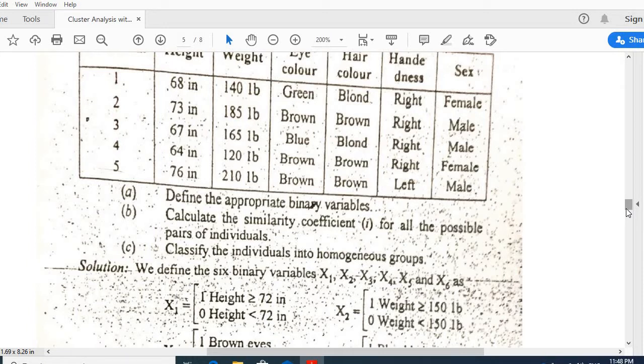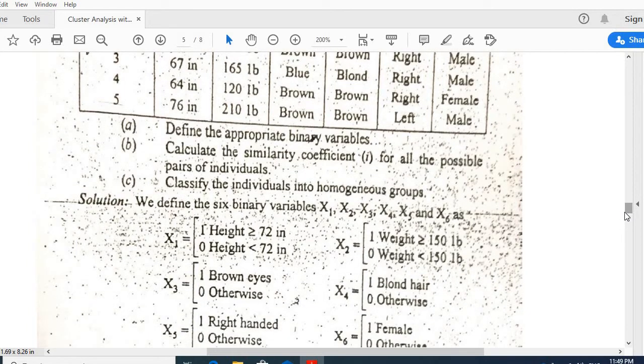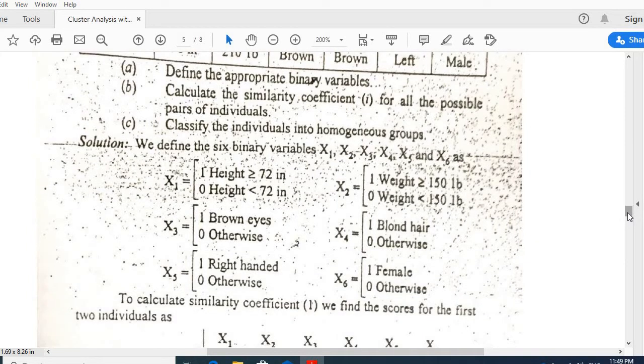We have classified x1 as 1 if height is greater than 72 inches and 0 if height is less than 72. Similarly, x2 is equal to 1 if weight is greater than 150 pounds and 0 if weight is less than 150 pounds. And x3 is equal to 1 if the person has brown eyes, x3 is equal to 0 otherwise. x4 is equal to 1 if the individual has blonde hair, x4 is equal to 0 otherwise. Similarly, x5 is equal to 1 if the person is right-handed, otherwise if left-handed, x5 is equal to 0. x6 is equal to 1 if the individual is a female, x6 is equal to 0 otherwise, if not female, he is a male.